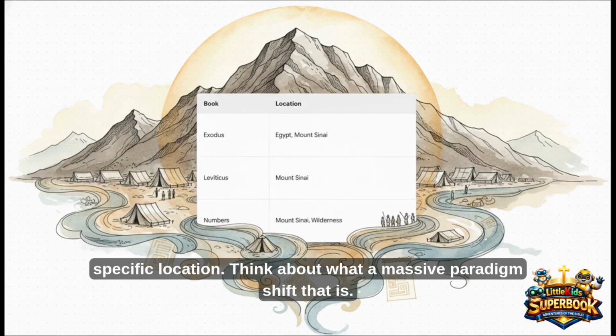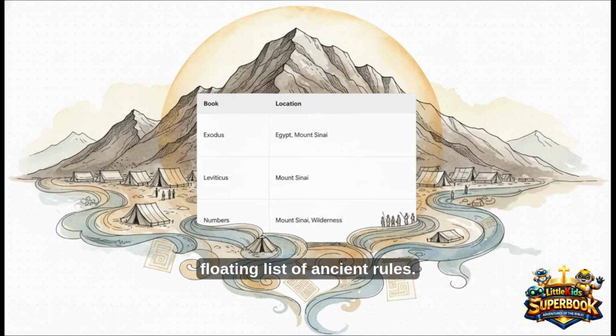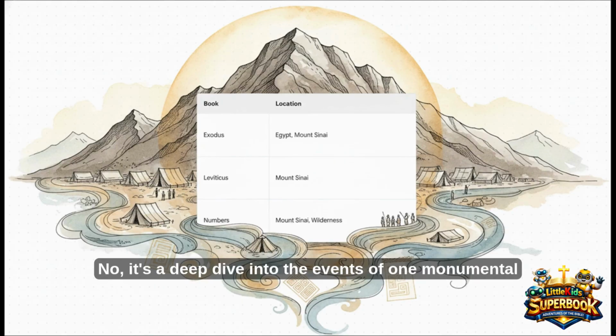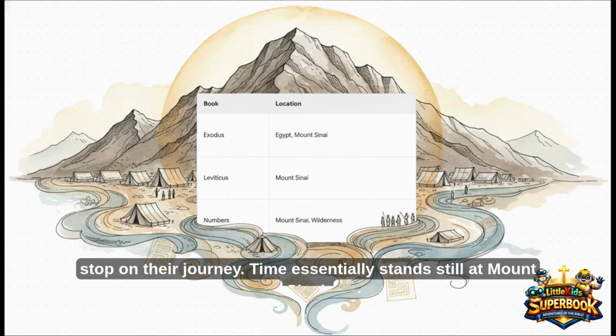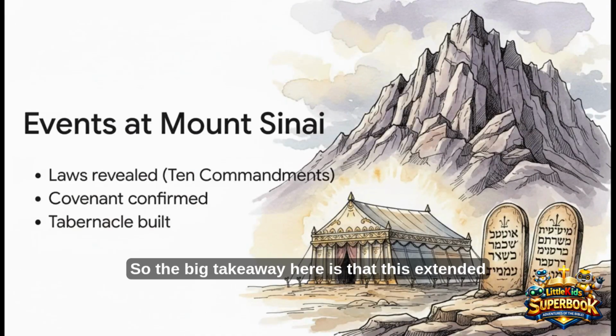Think about what a massive paradigm shift that is. A book like Leviticus isn't just a disconnected, floating list of ancient rules. No, it's a deep dive into the events of one monumental stop on their journey. Time essentially stands still at Mount Sinai across a huge chunk of the literature. So the big takeaway here is that this extended pit stop was incredibly productive.